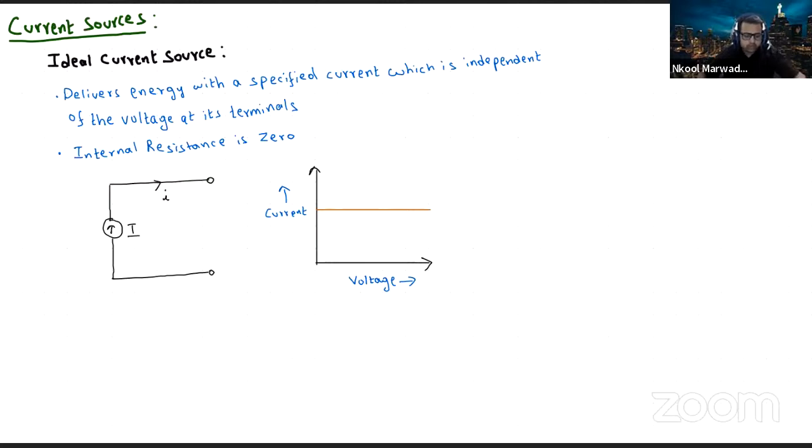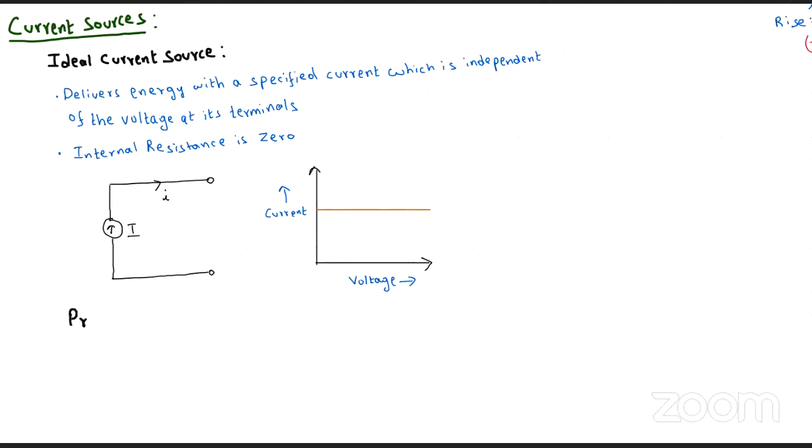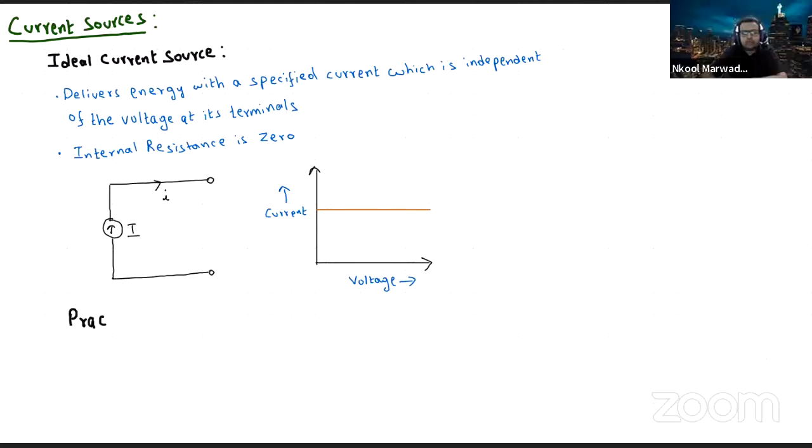Now corresponding to this, we have the practical current source. That is also understandable. Very quickly, let us look into it. So what is small i, sir? Current. The current flowing because of this current source.